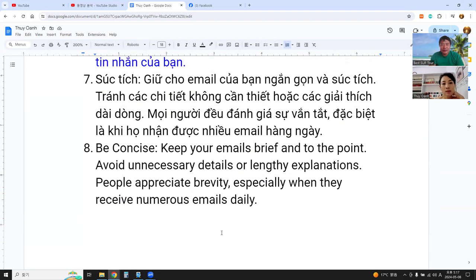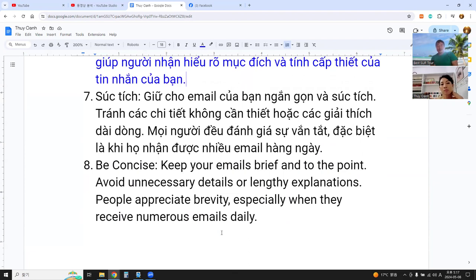And we go to the second topic. Be concise. Be concise means brief, get to the point. You don't have to explain blah, blah, blah. Why do you write the email? The reason, the simple purpose, and the really important part. Don't write unnecessary details.